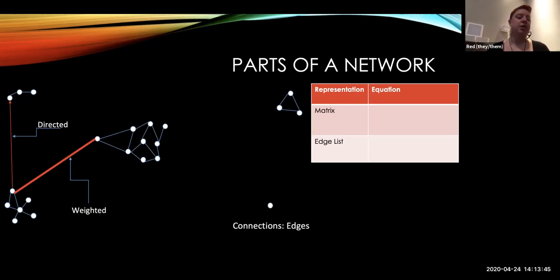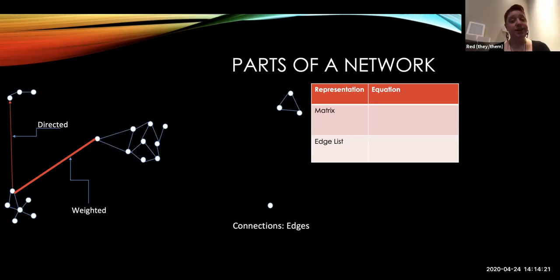Generally, when we have weighted networks, that weight is represented by a number between zero and one. But you can also represent the weights by integers. That has been done in many places as well. If it's directed, however, when you fold on that diagonal, you're not going to get a mirror image between the two sides of the matrix. Now, that matrix is one way to represent a network.